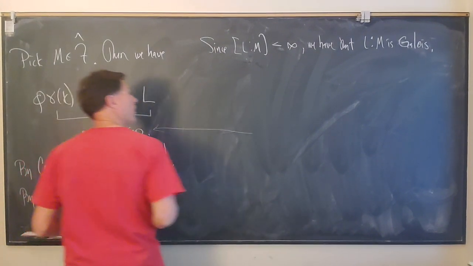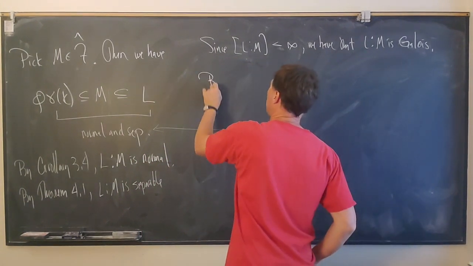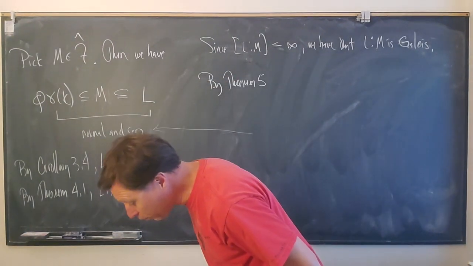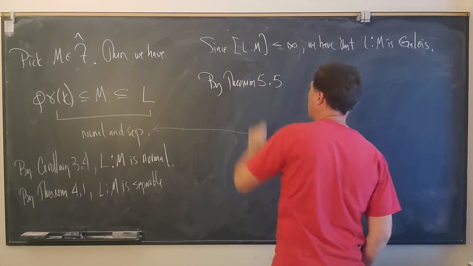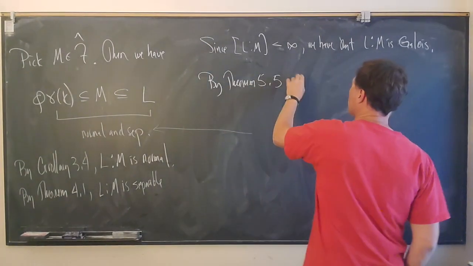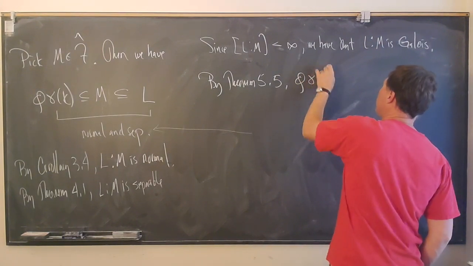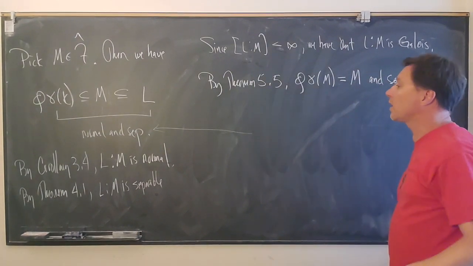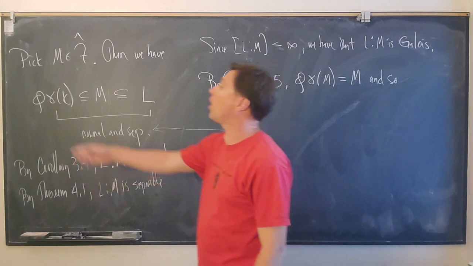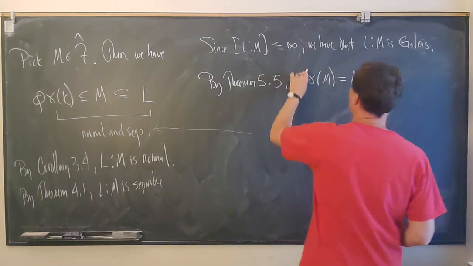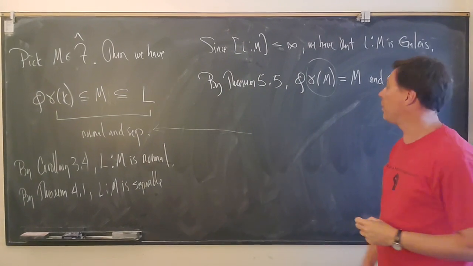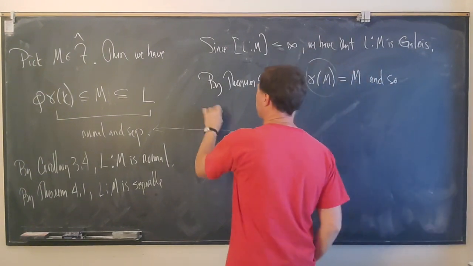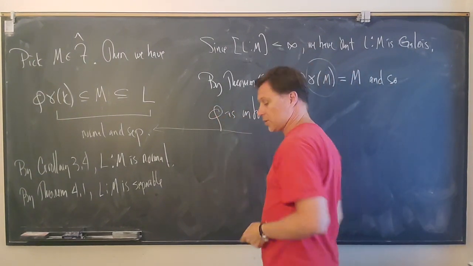Okay, well now by theorem 5.5, we know that phi gamma of M is equal to M, and so what does that tell us? It tells us that phi is onto, right? We chose somebody in the codomain, and we found somebody in the domain, namely gamma of M, that gives us the output of M. And so phi is onto.